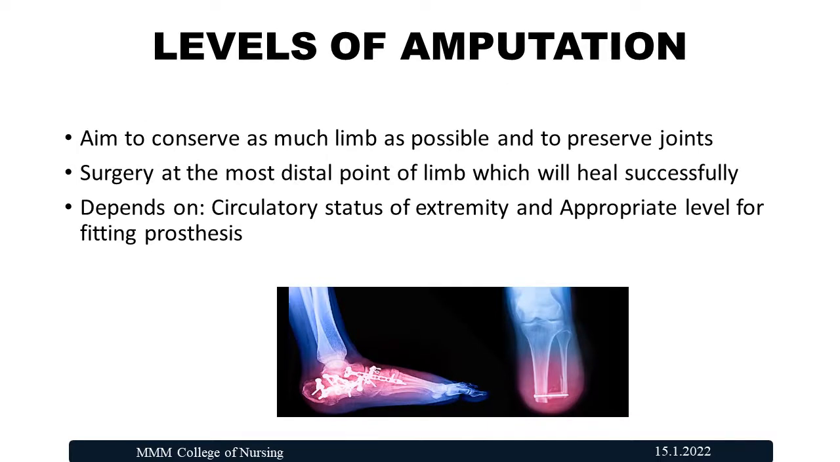What are the levels of amputation? The aim actually is to conserve as much limb as possible and to preserve joints. Surgery is done at the most distal point of the limb which will heal successfully. The area will be selected depending on the circulatory status of the extremity and the appropriate level for fitting a prosthesis.